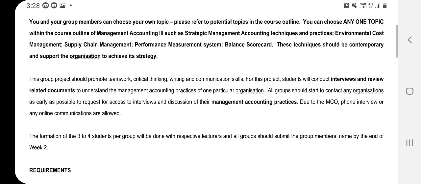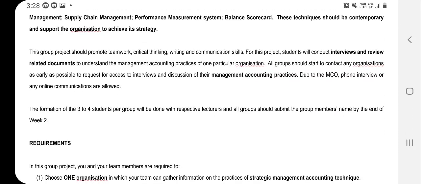So for paragraph number 3 in this question, this group project should promote teamwork, critical thinking, writing and communication skills. For this project, students will conduct interviews and review related documents to understand the management accounting practices of one particular organization. All groups should start to contact any organizations as early as possible to request access to interview and discuss their management accounting practices. Due to MCO, phone interviews or any online communication are allowed.